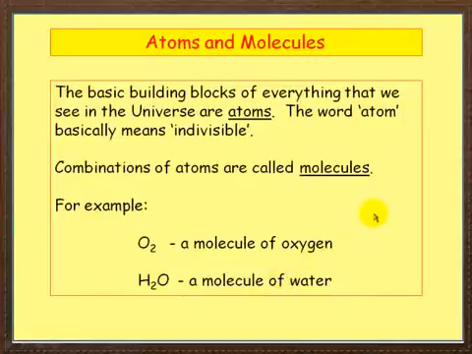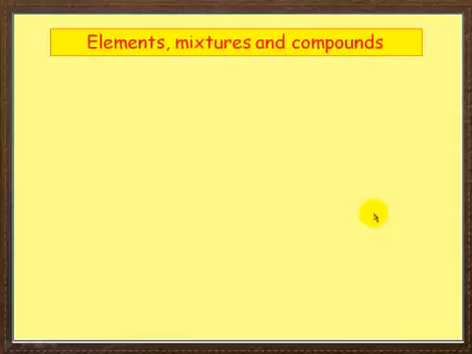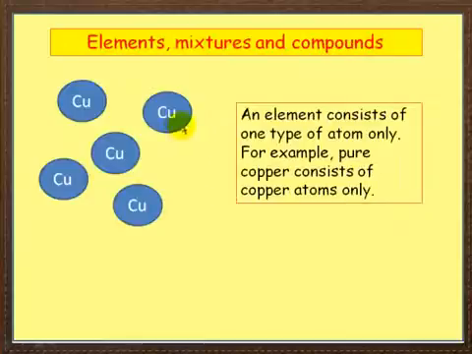Let's look now at the difference between elements, mixtures and compounds. First of all, an element consists of only one type of atom. So for example here, copper consists only of copper atoms. If it was gold, it would be gold atoms, sulfur atoms, and so on. So an element consists of only one type of atom.